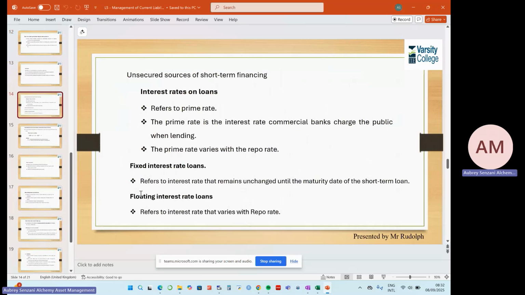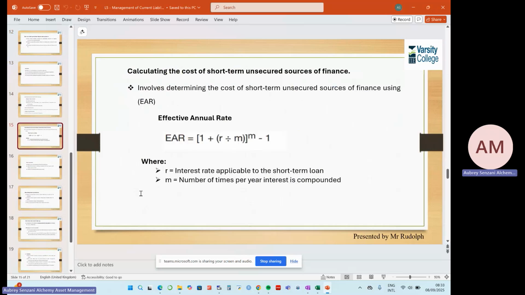Yeah. Unsecured source of short-term financing. Interest rates on loans, okay? So yeah, I'm not even going to go into this. They're basically telling us about prime, and we've been hearing about prime since last year, since second year. All right. And then we have fixed interest loans, okay, which obviously means you're paying the same interest rate from the beginning to the end, regardless of how long this loan is. Also, all the way until maturity, the interest rate does not change. And obviously, a floating interest rate, here the interest rate can change, it can vary.